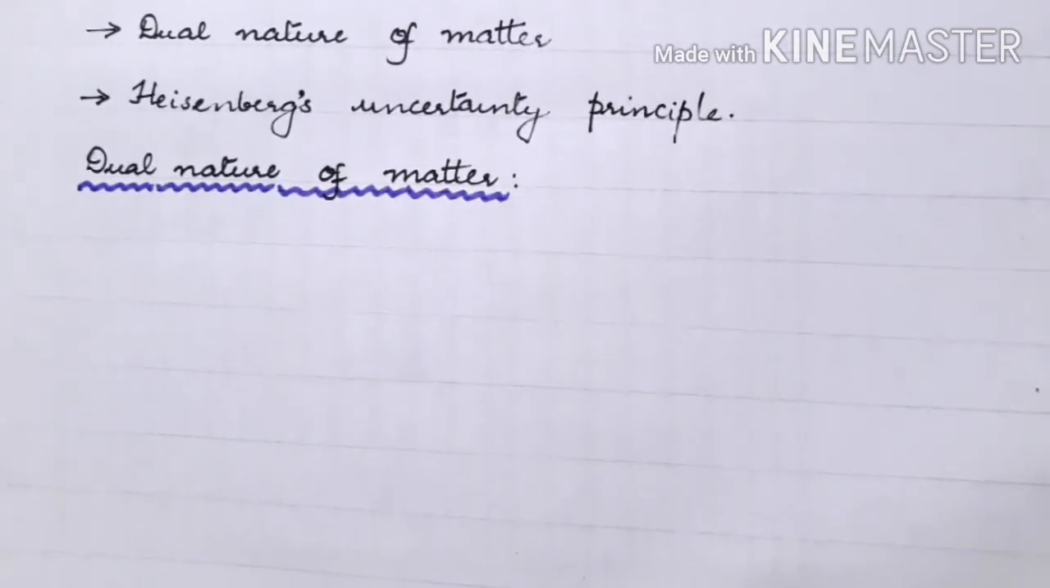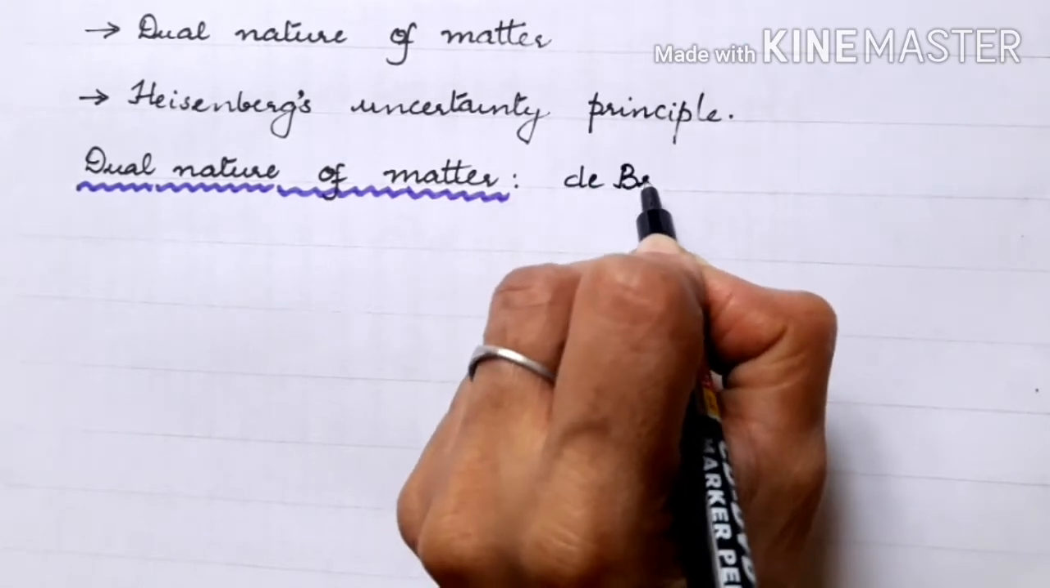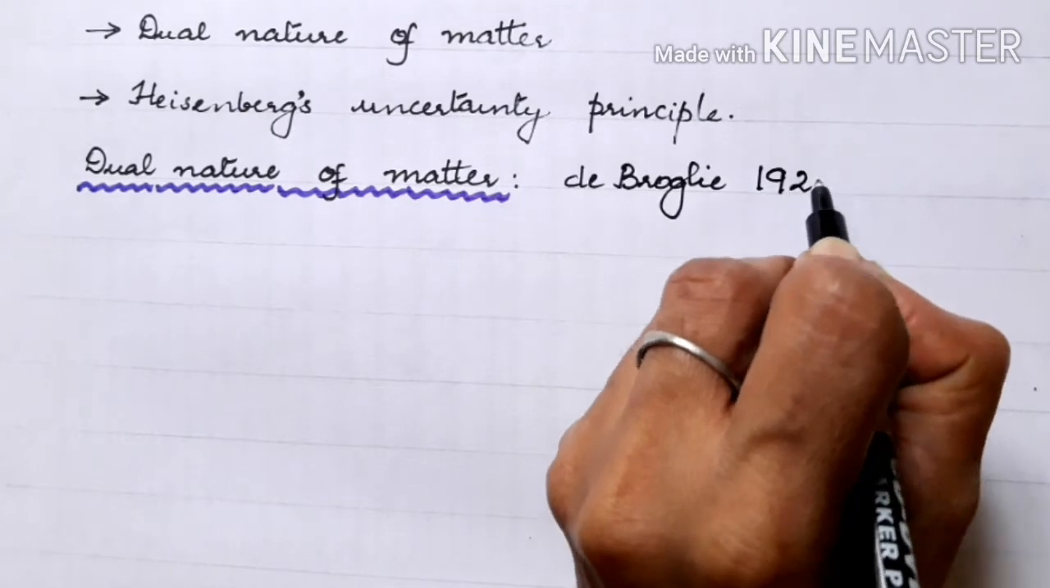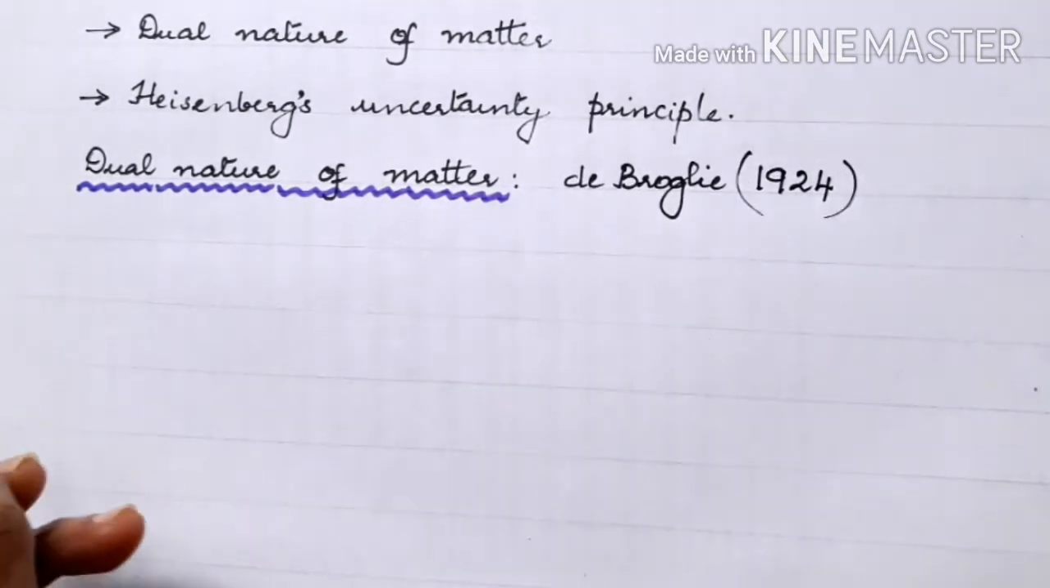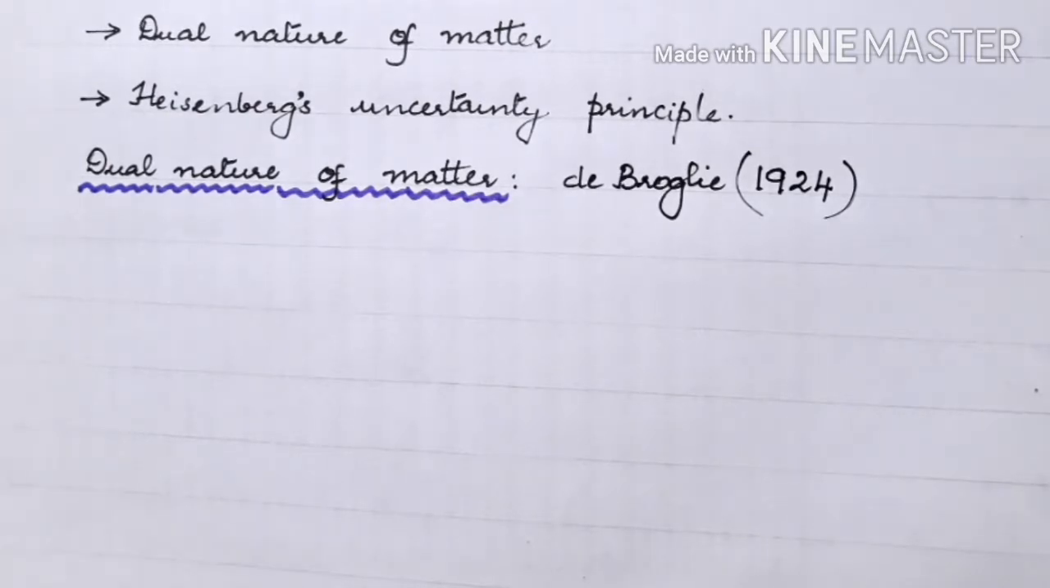First one, dual nature of matter. Dual nature of matter was proposed by the scientist de Broglie in the year 1924. He suggested that matter consists of dual nature. He proposed that just like light, all matter should possess both particle and wave nature.